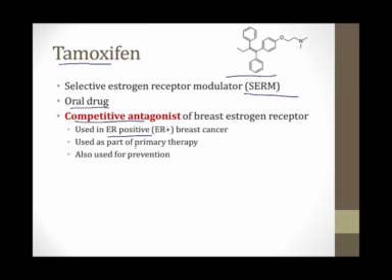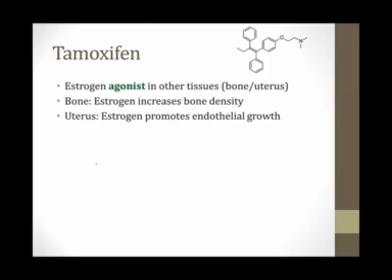It can be used as part of primary therapy for the tumor, together with surgery and radiation and other chemo. It's also used for prevention in women who have recovered from breast cancer. In order to understand the effects of tamoxifen on the body, you need to appreciate that although it blocks the estrogen effects in breast cancer cells, it works as an estrogen agonist in other tissues, especially in the bone and the uterus. Recall that in the bone, estrogen promotes increases in bone density, and in the uterus, estrogen promotes endothelial growth. So both of these effects can be seen in women taking tamoxifen because of the estrogen agonist effects of the drug.